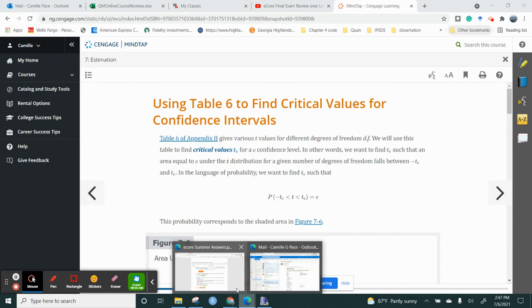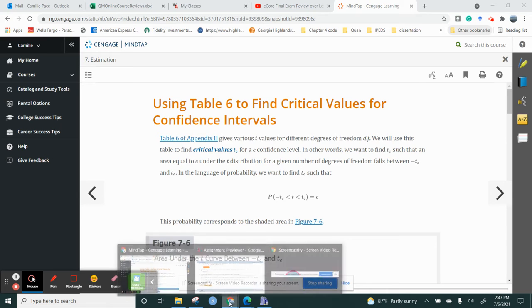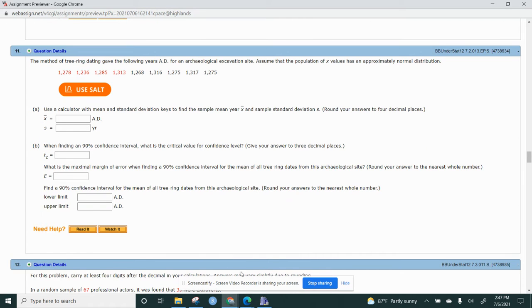And look, I have it. Do I have it up? No. Where did I put it? I had it up and I don't know where it went. Okay, let's just keep going with this and then we'll come back.